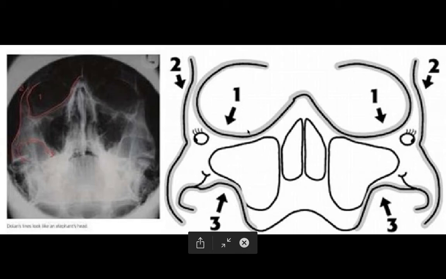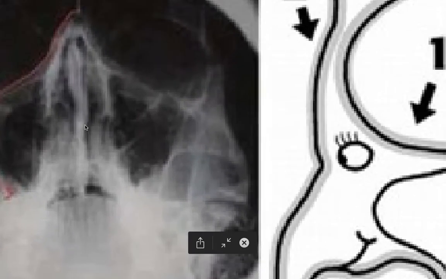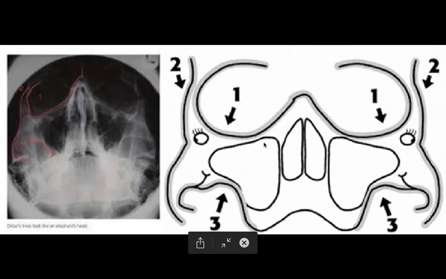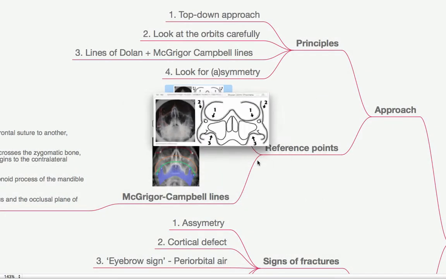And number 1 is the floor of the orbit. Number 2 is the lateral border of the zygoma. Number 3 is the maxillary antrum lateral or inferior border. And if you zoom into this, excuse the quality of the image, but you can see that this shows intact lines of Dolan and shows a zygoma and an inferior orbital floor that are intact. If you had any disruption through any of these lines, it may indicate a fracture. So learn your lines of Dolan.